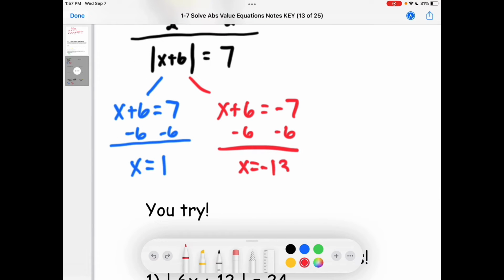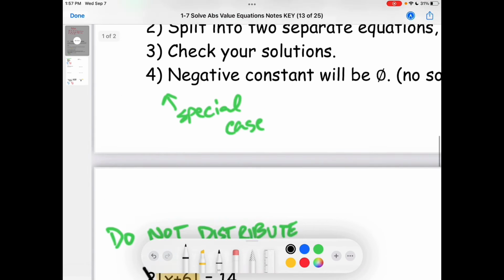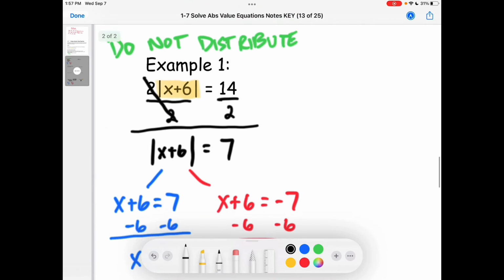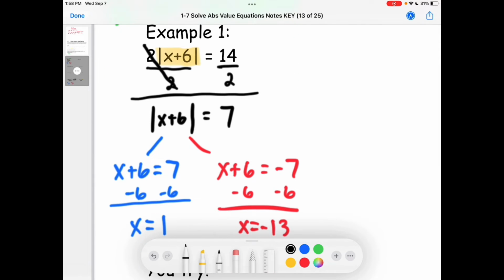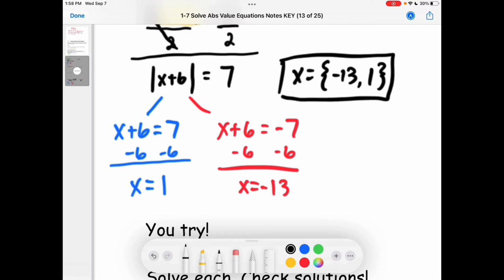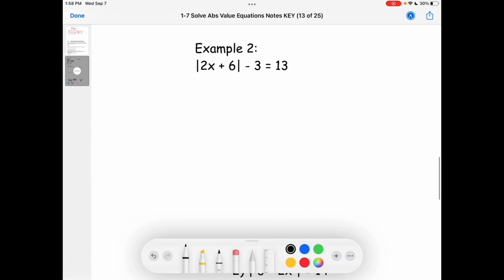So we've got two solutions: x equals 1, x equals negative 13. And what I'm going to do is put those into a set, just like we did up here, what I highlighted right there. We're going to put both of our answers as our final thing: x is a member of this set. It's either negative 13 or positive 1. Either of those two options would be a good answer for what x is equal to. All right, roll on over to example number 2.